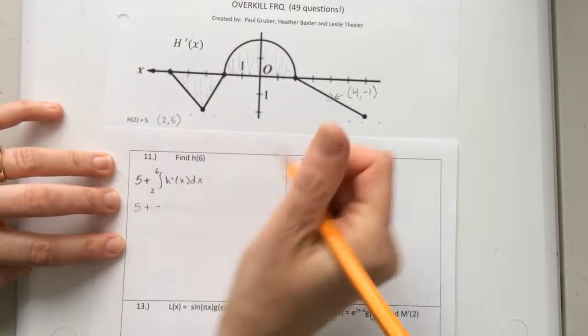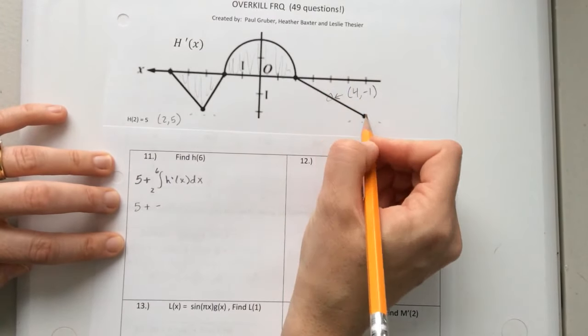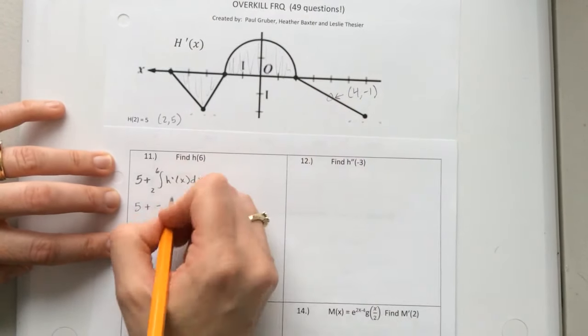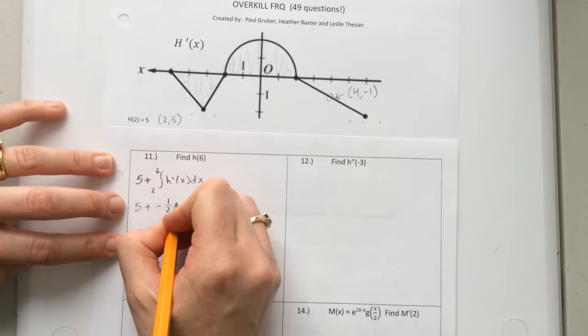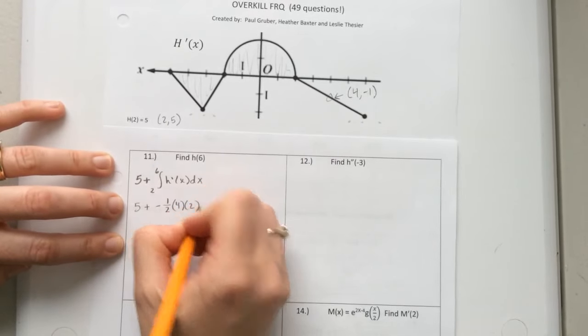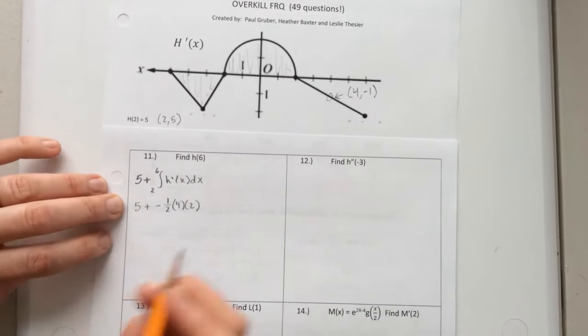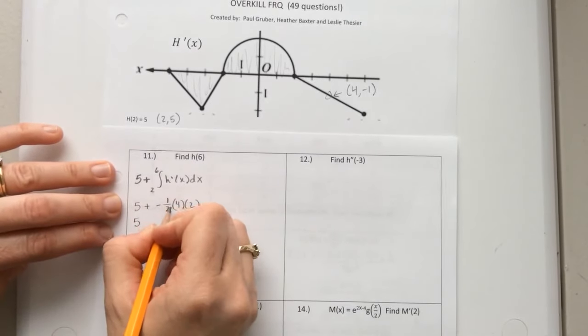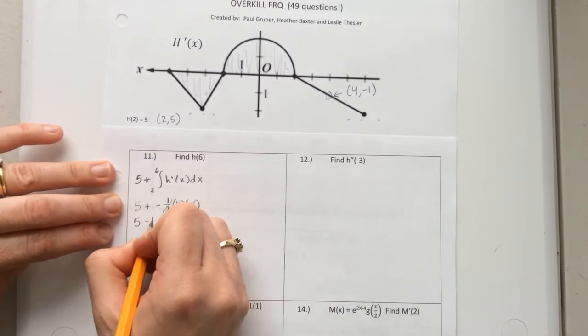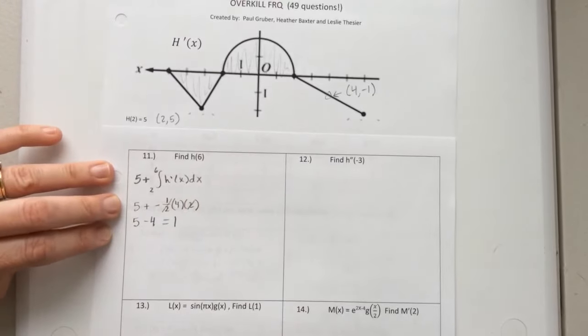a negative area because it's below the graph. It's -1/2 times 4 times 2, base times height. So we end up with the 5. Those cancel, -4 equal to 1.